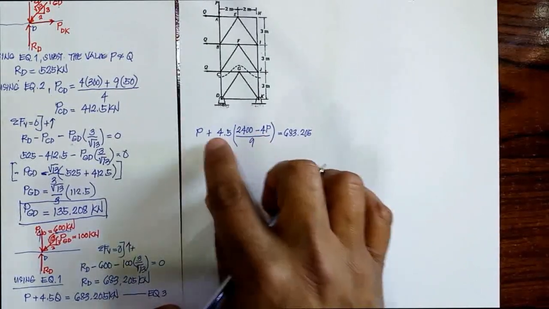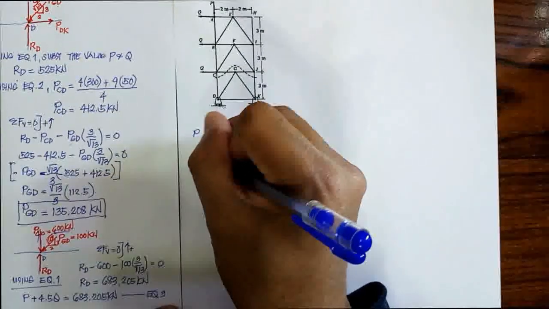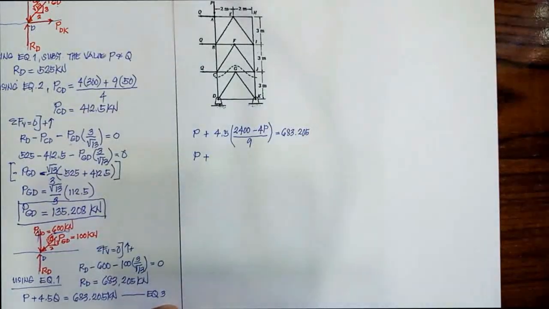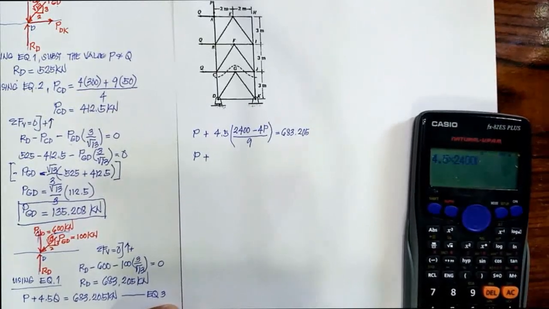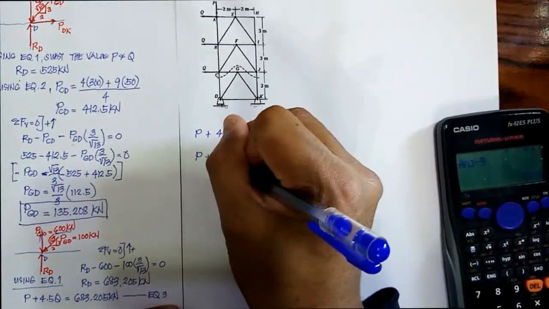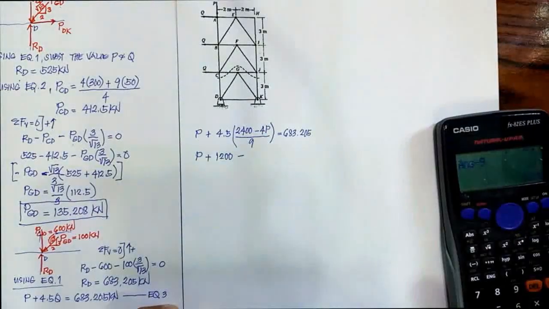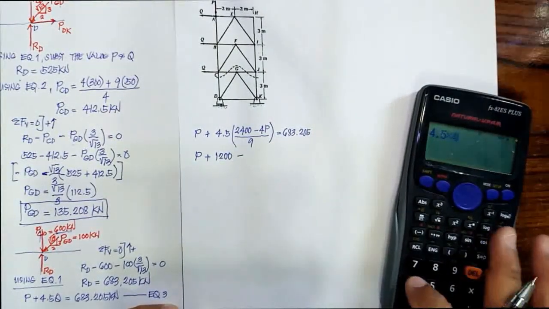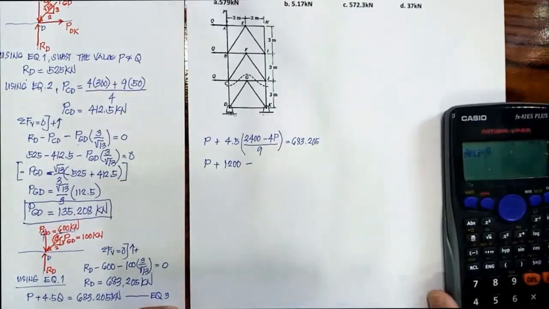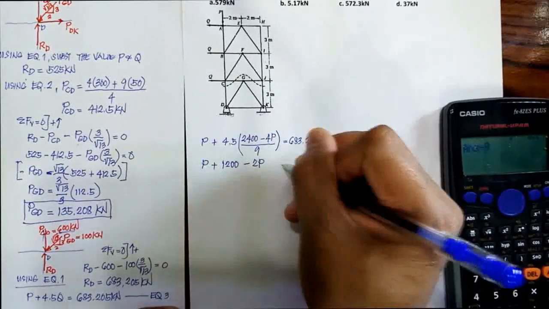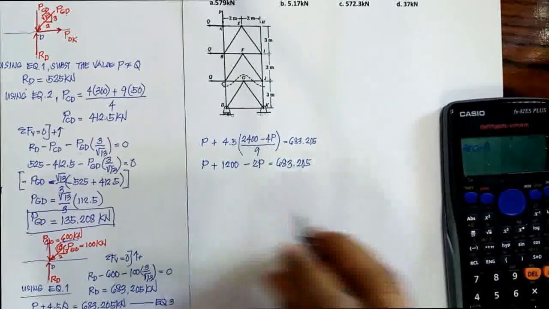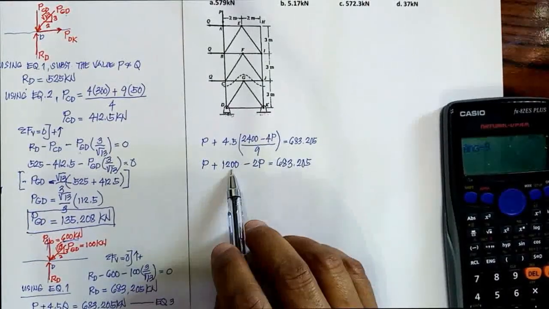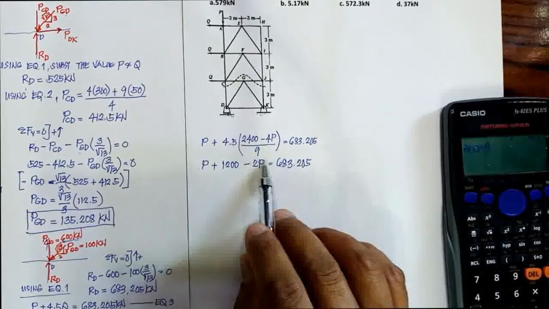This equation has one unknown, in terms of P. So simplify this, we have P plus 4.5 times 2,400 divided by 9, which is 1,200, minus 4.5 times 4 divided by 9, which is 2P, is equal to 683.205. So transpose the constant term to the right, and then collect these two terms in terms of P.